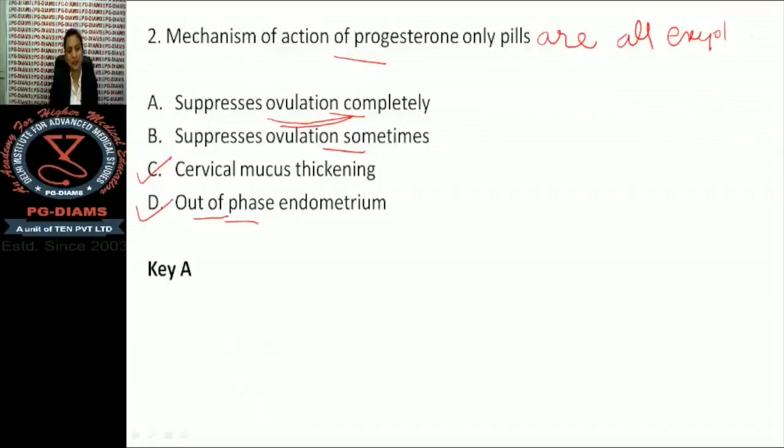Suppresses ovulation sometimes. These dicey options, sometimes may not, are usually correct because everything may do something. I don't want to be vague. I just want to give you a tip that absolute answers are never correct. So your answer here is: mechanism of action of progesterone only pills is all except it does not suppress ovulation completely.